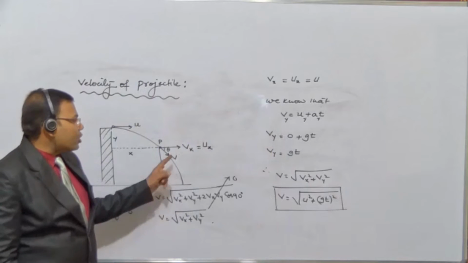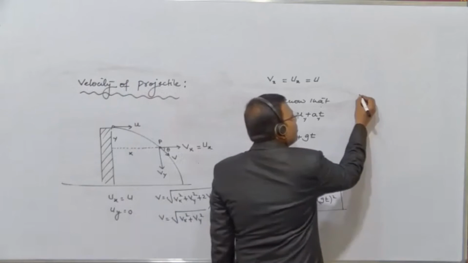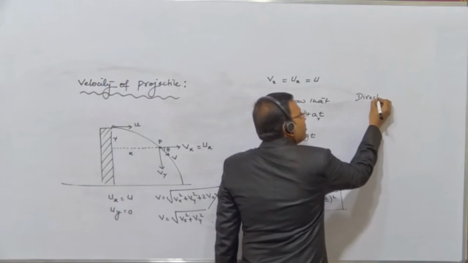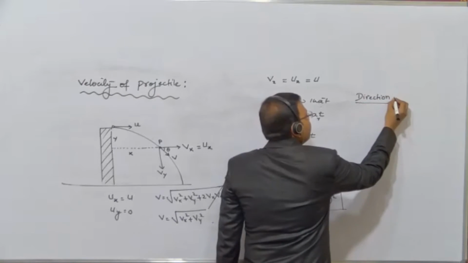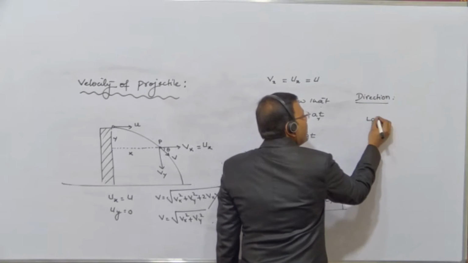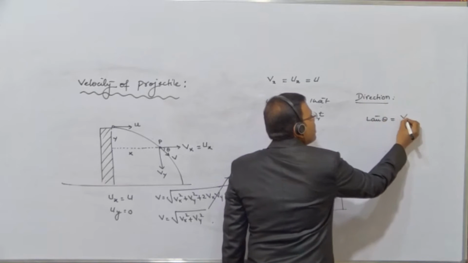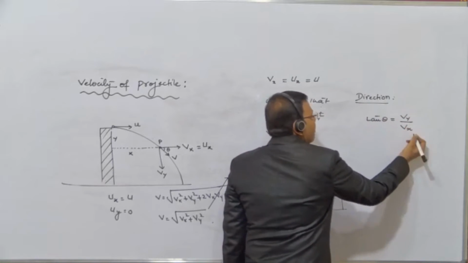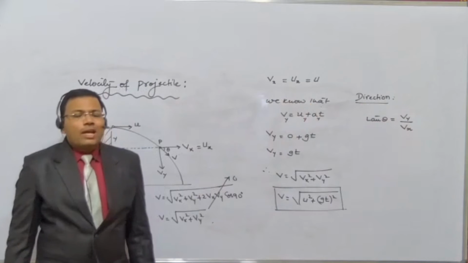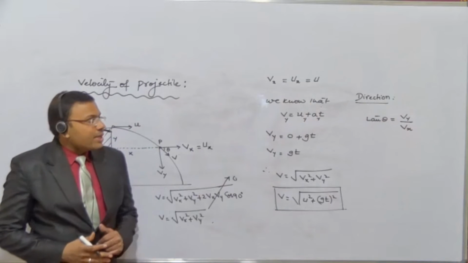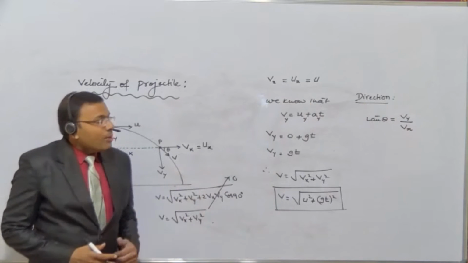Now coming to the direction, tan theta. Direction हम calculate करते हैं बेटा, direction. Or I can say this is an angle. So tan theta, already we have discussed, tan theta is Vy by Vx. In the previous classes we have discussed this. Tan theta is equal to Vy by Vx. That is the formula to calculate the direction.